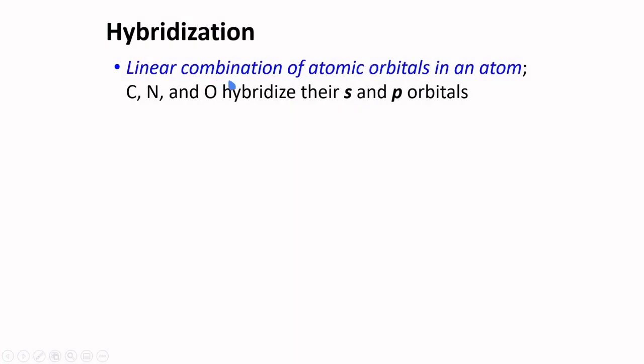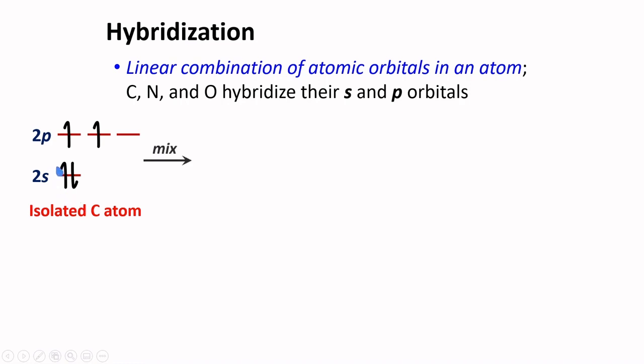Hybridization is the linear combination of atomic orbitals in an atom. Typically, carbon, nitrogen, and oxygen hybridize their s and p orbitals to form bonds. An isolated carbon atom has a distribution of electrons in this manner.